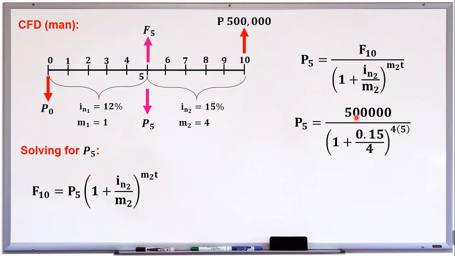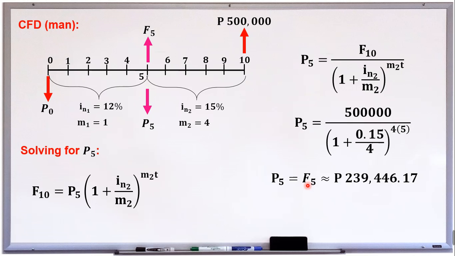Next step is to substitute the given values of our parameters. So we have 500,000 for F10, and then for the nominal interest rate, we have 0.15, and the compounding scheme is 4. Now simplifying this one, our present worth of 500,000 in year 5 is equal to 239,446.17, and this is also equal to the future worth on this year.